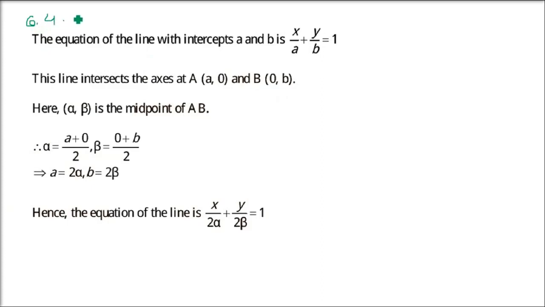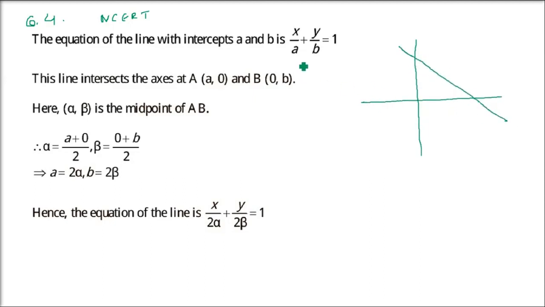Now this is question number 4. A straight line passes through the point alpha and beta, and this is an NCERT question. Again, a straight line passes through the point alpha and beta, and this point bisects the portion of the line intercepted between the axes. Show that the equation of the straight line is x by 2 alpha plus y by 2 beta equals 1. It is an NCERT question, so you need to watch it very carefully.